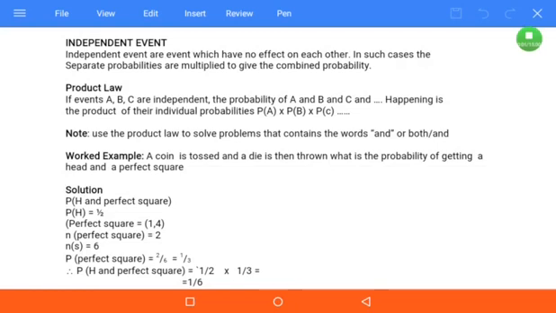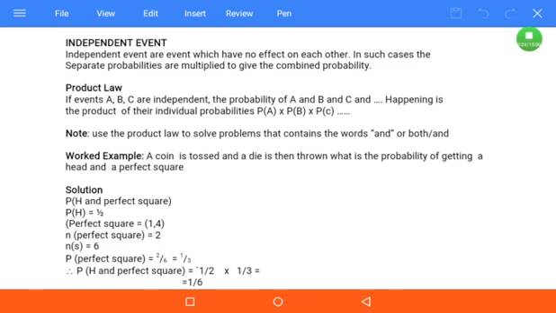Welcome to today's class. In last class, we discussed mutually exclusive events, where we said two events can happen but not simultaneously because they are mutually exclusive. In this class, we shall be discussing events that are independent. So, how do we define this event?